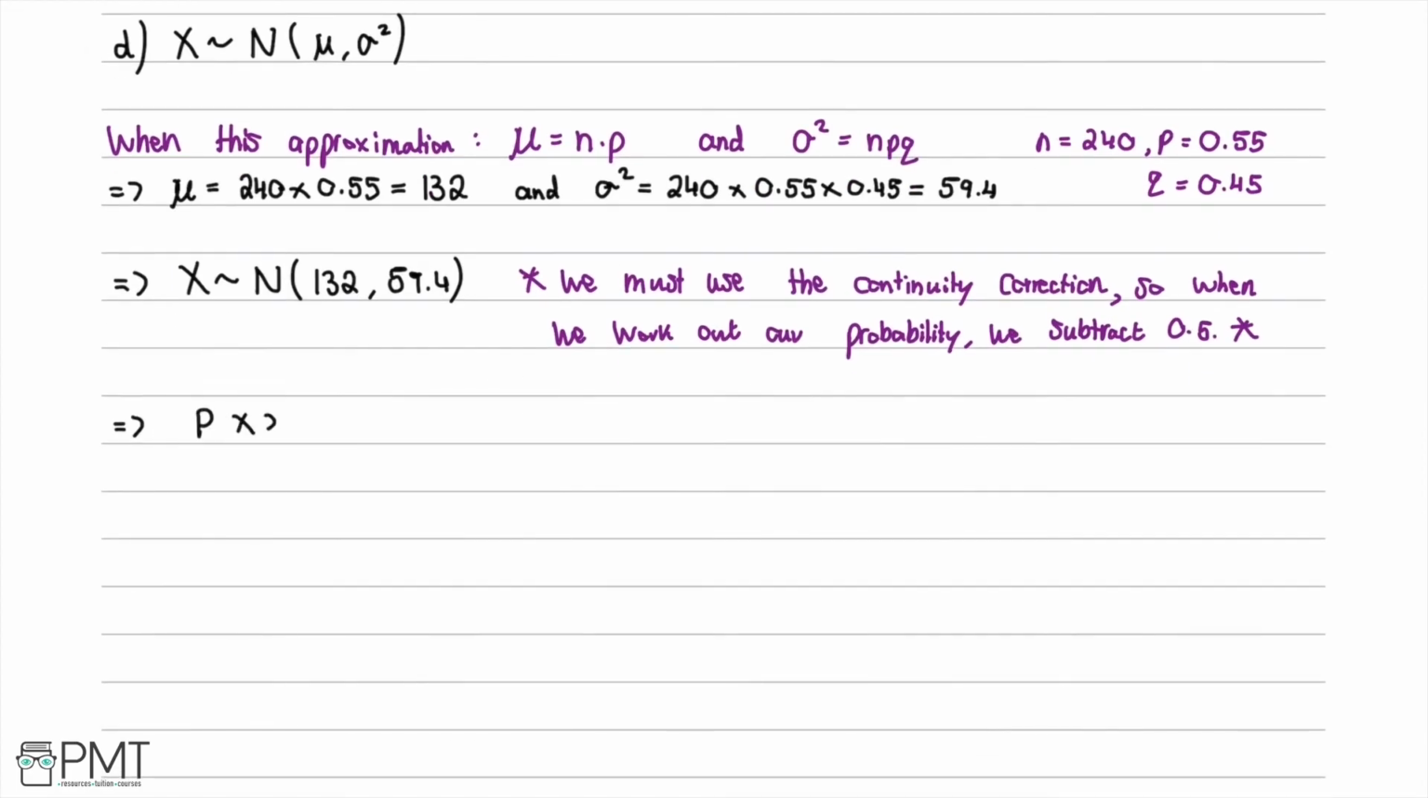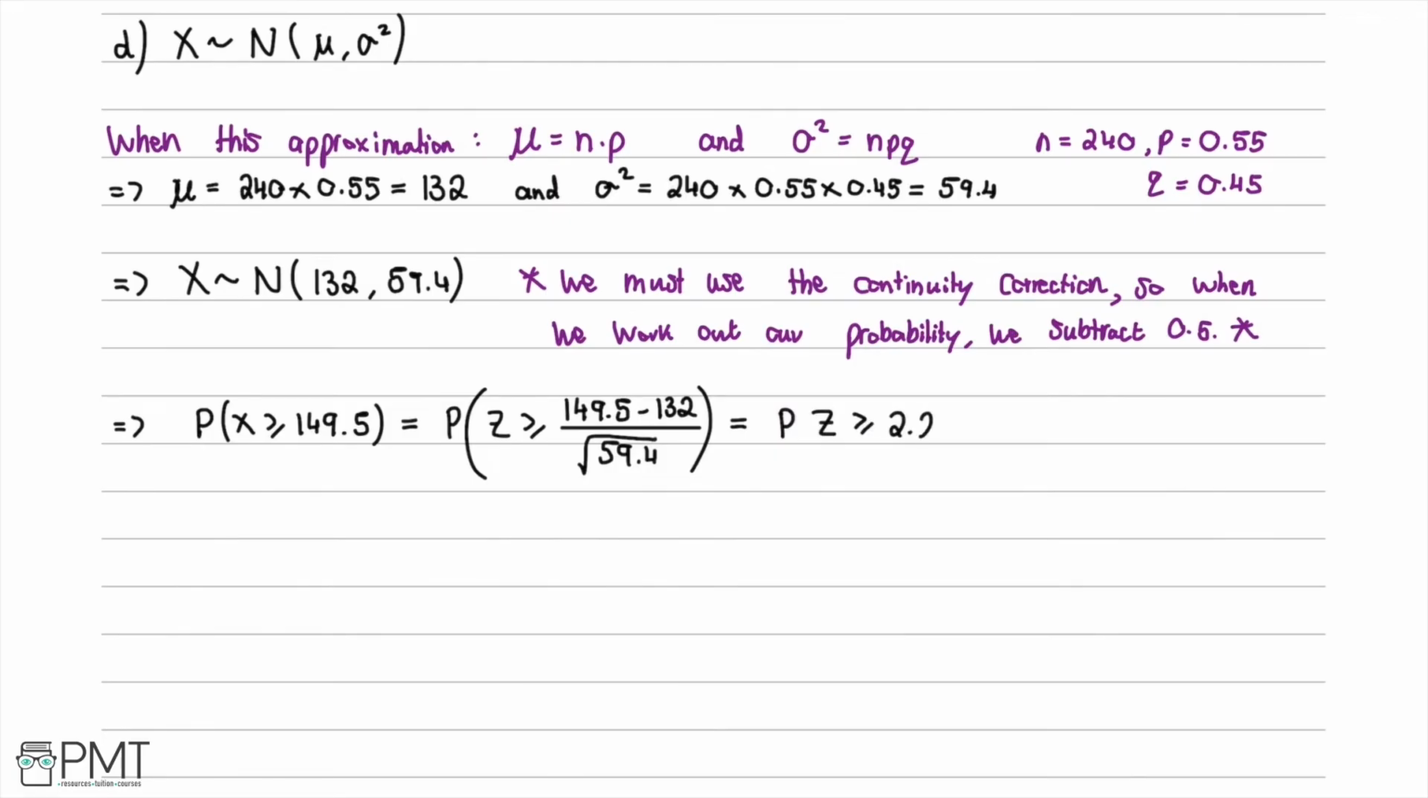So we therefore have that the probability of x being greater than or equal to, we were asked originally to work out with 150, but we subtract a half, so we'll have 149.5. Then using our z-score, this is going to be the probability that z is greater than or equal to 149.5, then we take away the mean mu, which is 132, and then we divide by the standard deviation, which is the square root of the variance. So that will be the square root of 59.4. And then we put this into our calculator. So this comes out as z greater than or equal to 2.27.